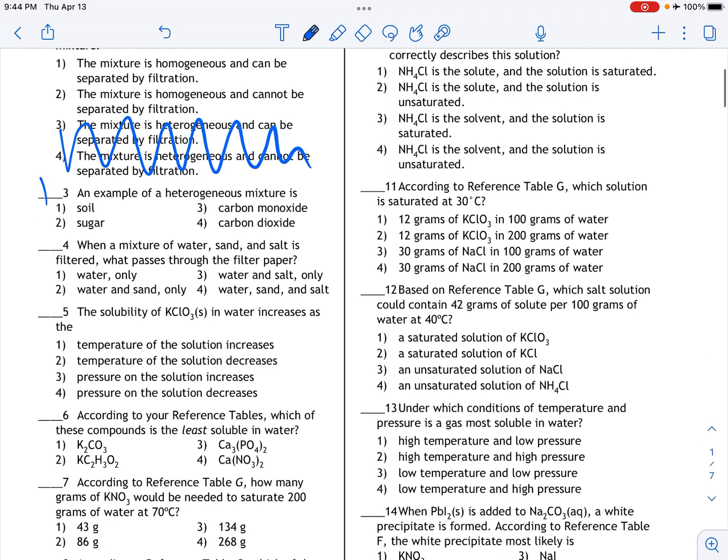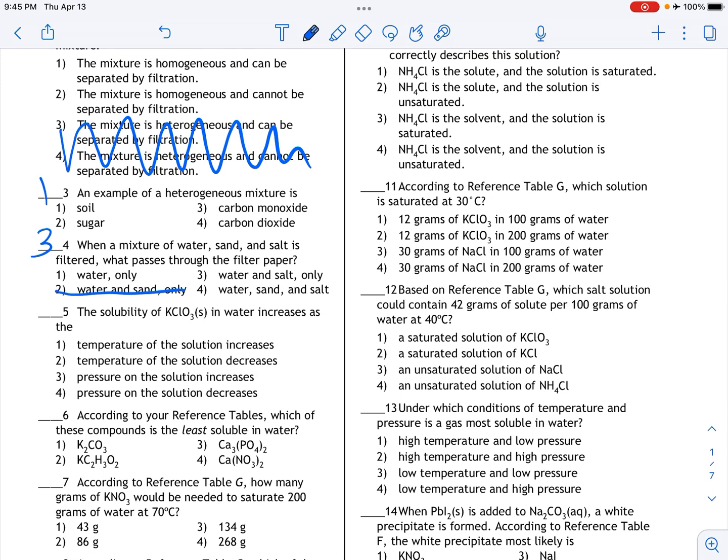When a mixture of water, sand, and salt is filtered, what passes through the filter paper? Anything that is big is going to stay in the filter paper. So water will definitely go through. Will the sand go through? No, it won't. It's too big. Will water and salt go through? Yes, because the salt is dissolved in the water. And we've already said that the sand will not.